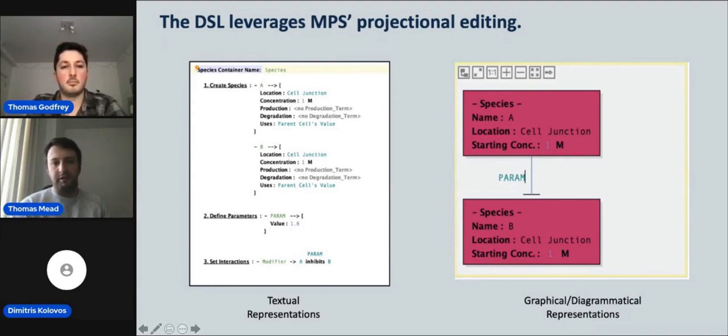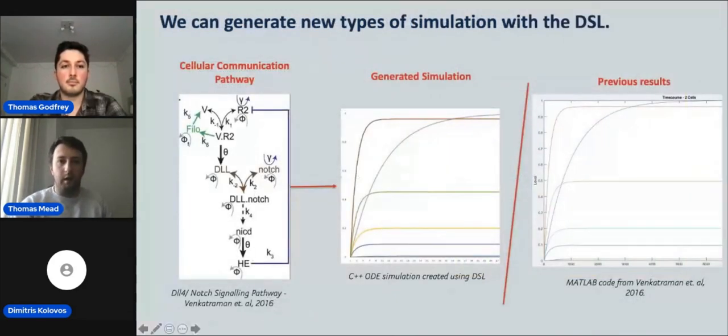So if you, for example, have a set of cellular components that interact, you might want to write it out as text and have it explicitly written out. But a lot of the time, if you're a biologist, you don't present this sort of information in this way to other biologists. You would present it as a diagram, which shows how things interact. And the ability to change between these on the fly with MPS is really handy, and that's something that I hope will eventually be useful to users once they start using it.